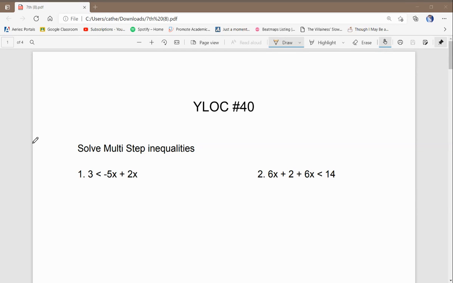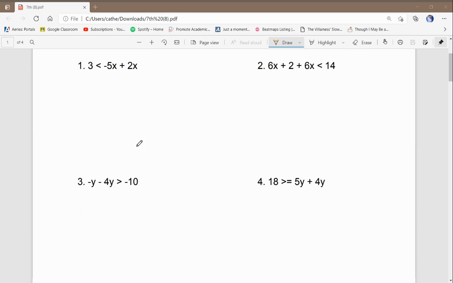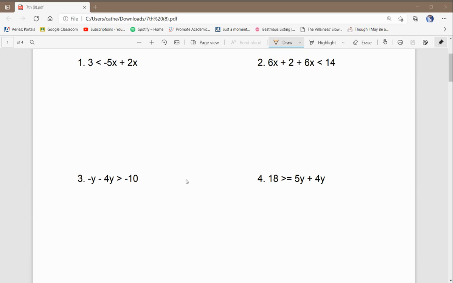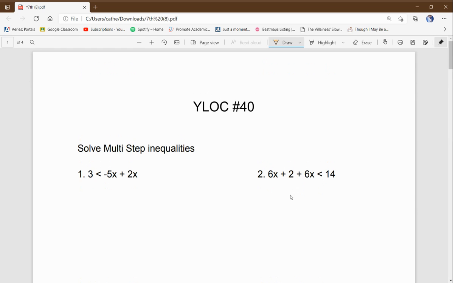Lesson number 40, and we're going to do multi-step inequalities. And when you go down more, you can see that the worksheet has these types of symbols. And that just simply means, well, when they do this, they're trying to say that it is more than or equal to, okay?